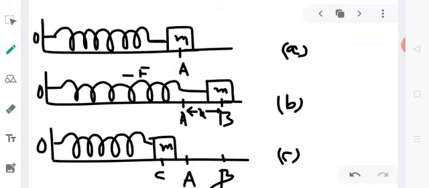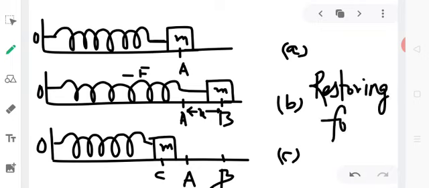Now when the spring is compressed or elongated, as you can see in the next two figures, it tends to recover its original length on account of elasticity. Now the force trying to bring the spring back to its original configuration is called restoring force. Now for a small stretch or compression, spring obeys Hooke's law.